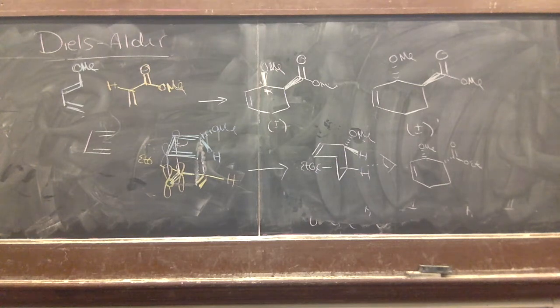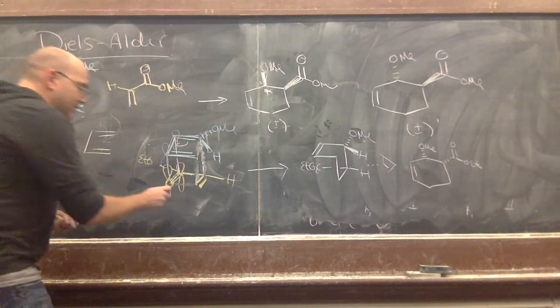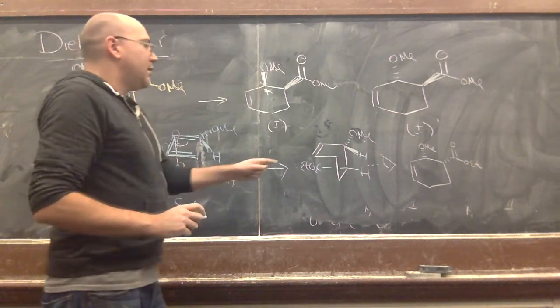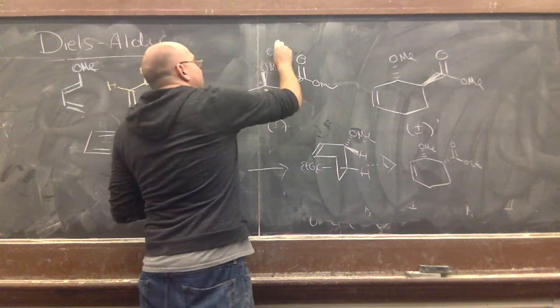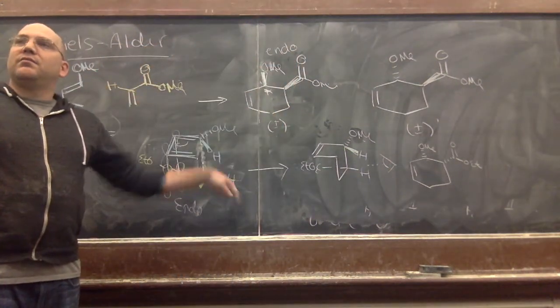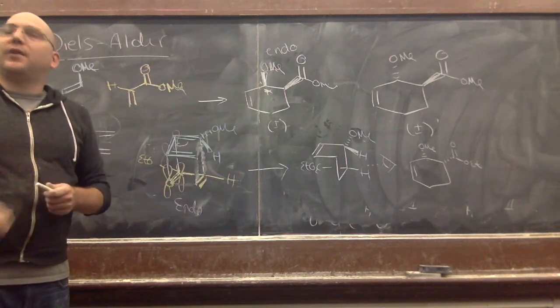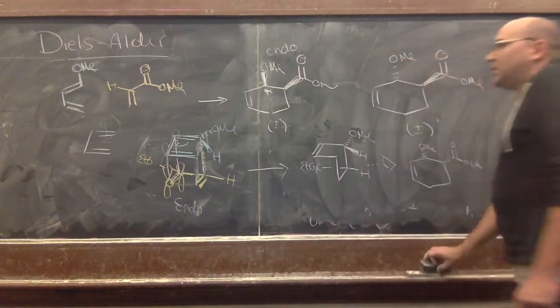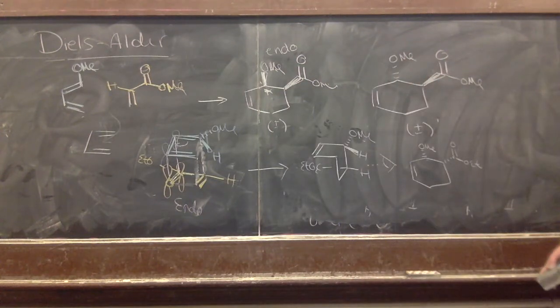Okay, so this would be endo. Okay, so this is endo. If the ester was on the other side, you get the exo product. Okay. All right. So let's try one. Yes. Let's do it.